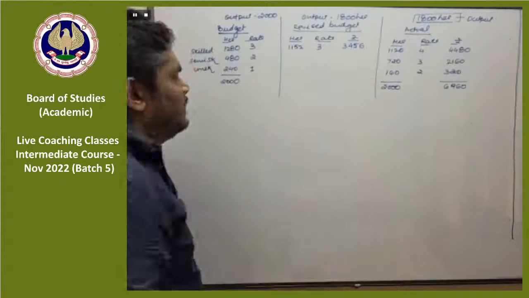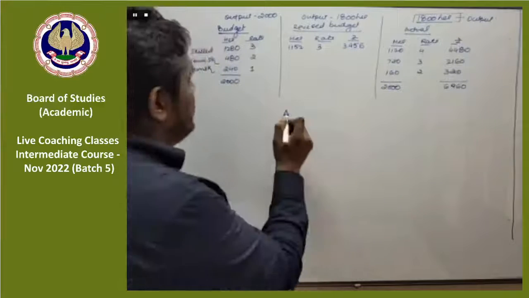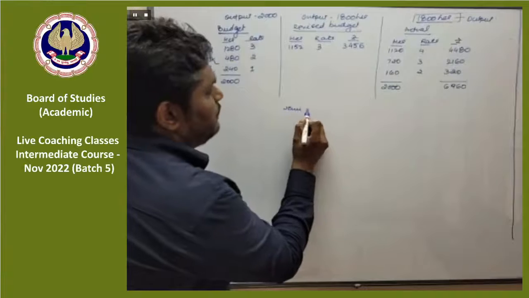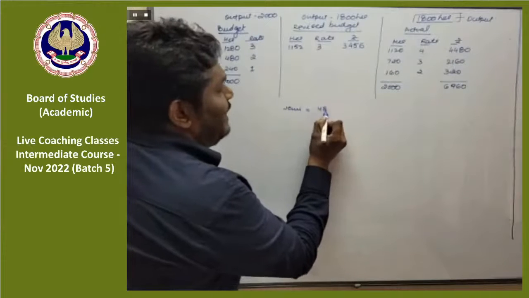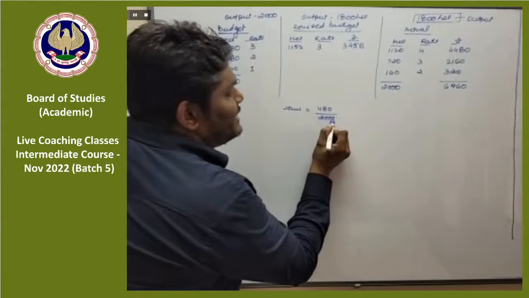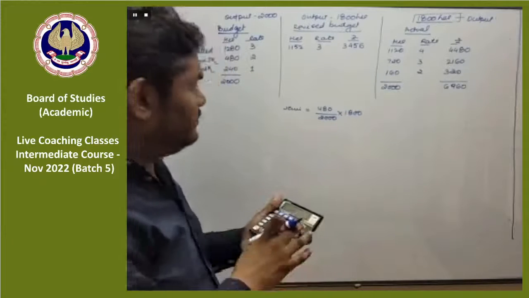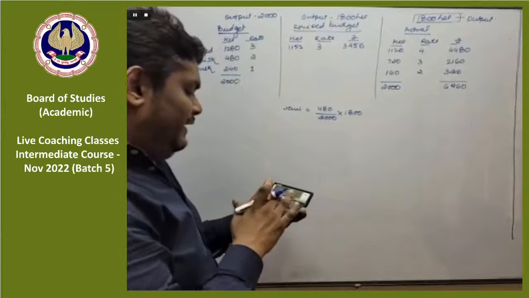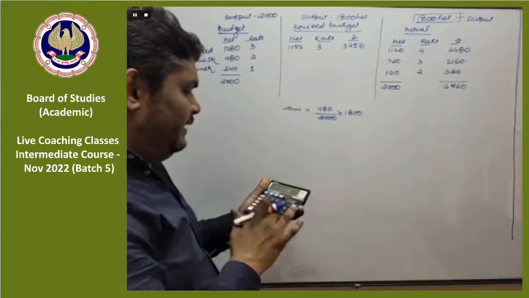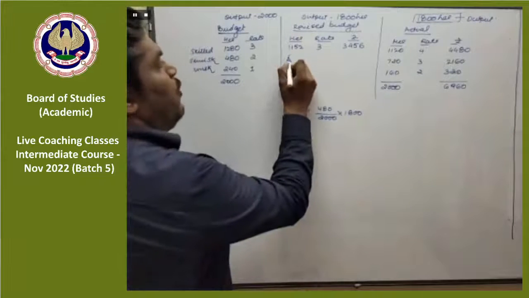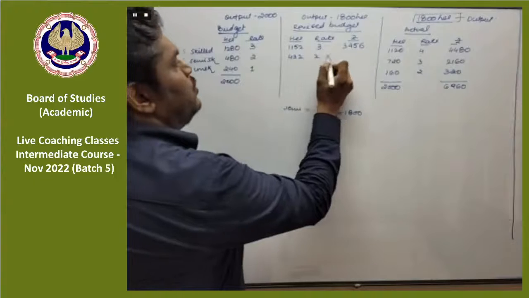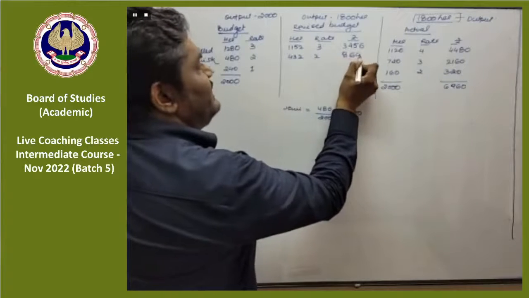3456. Again, for semi-skilled also, 480 hours for 2000 hours of output. So for 1800 hours of output, how much? 480 divided by 2000 into 1800, that is 432 into 2, so it will be 864.